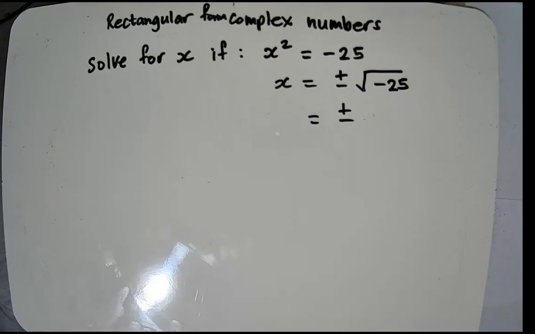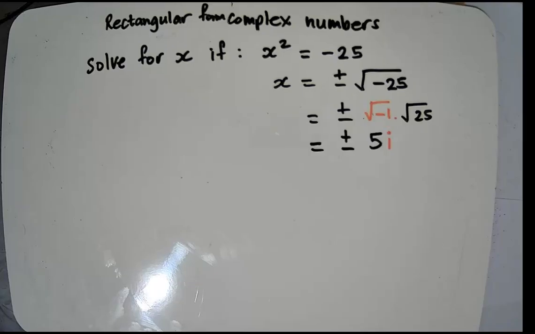For quadratic equations, you will always get a plus and a minus answer. So we apply the i, which is the square root of minus 1, times the positive number. So the square root of 25 is 5, and the square root of minus 1 is i. So we will get plus minus 5i.